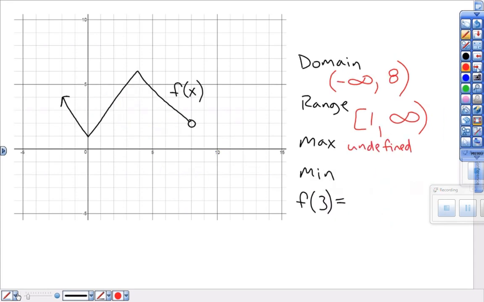All right, here we go. So domain, range, undefined, maximum, minimum. It's a single point, so write it as a point that is negative or 0, 1. That's the minimum. Find F3. Go to 3 on your x-axis. Hit that line. Look over. That gives me 5. All right, 2 more. Then quiz time.